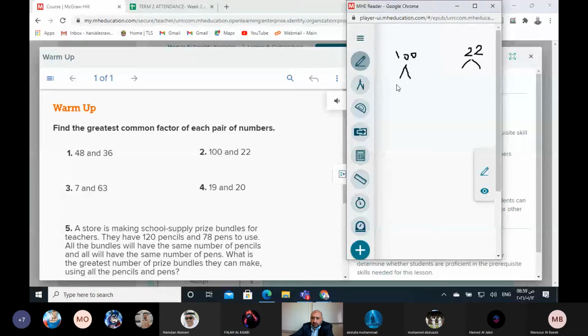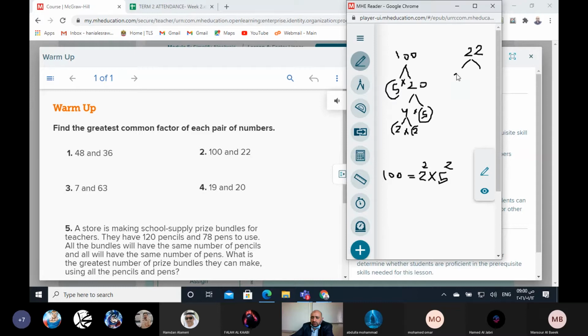Okay, listen to me, please. Now 100, I can write 10 times 10, or I can write 5 times 20. It's up to you. 5 prime and 20 equals 4 times 5, and also here 5 prime and 4 equals 2 times 2. So here prime and here prime, so I can write here 100 equals 2 exponent 2 times 5 exponent 2.